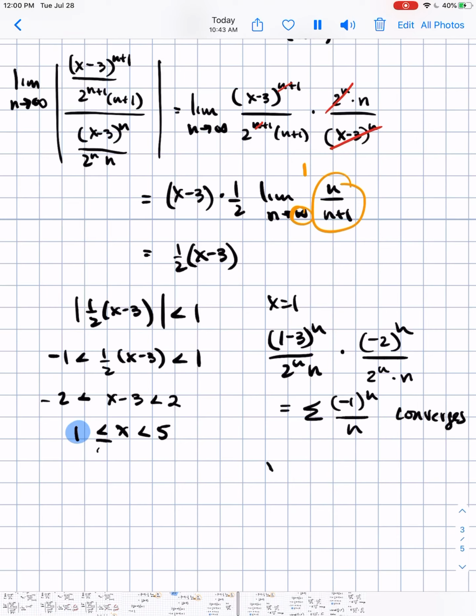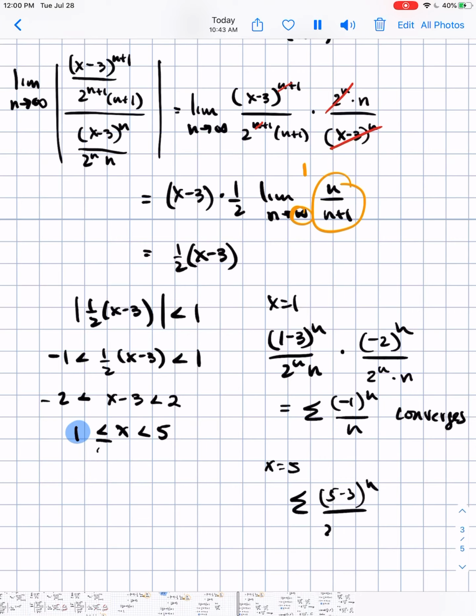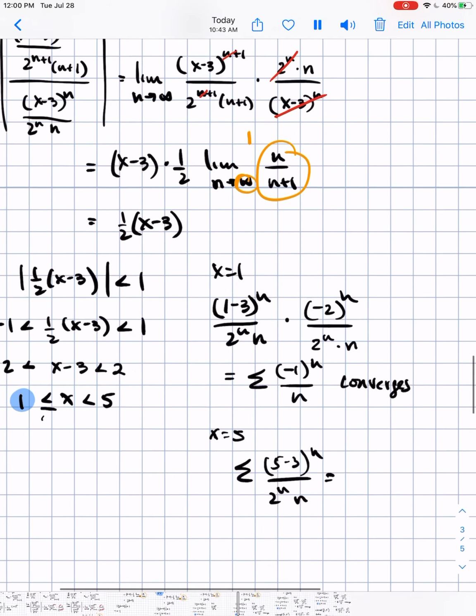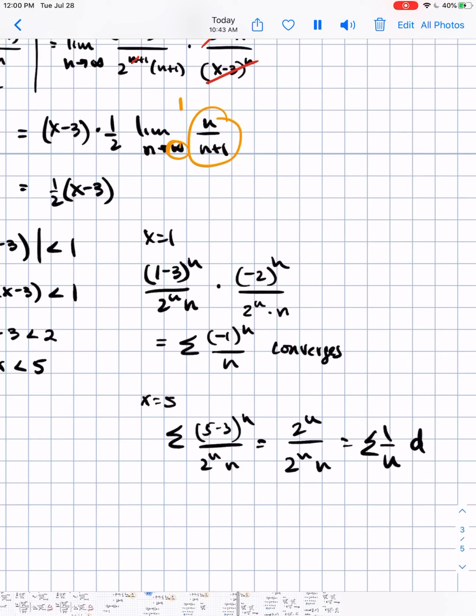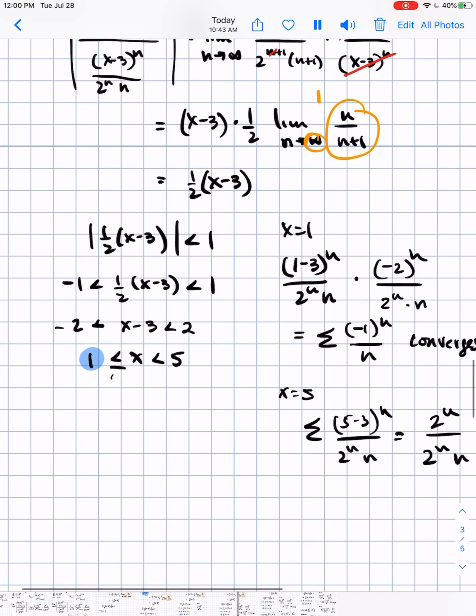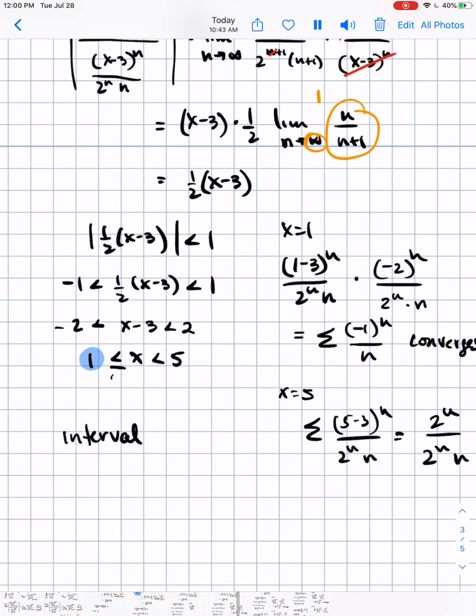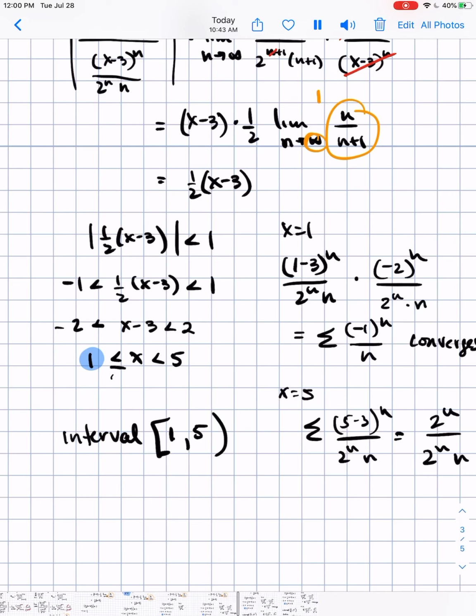Now if you plug in x to be 5, we would get 5 minus 3 to the n over 2 to the n times n, and then this one will get 2 to the n over 2 to the n times n, and that's just going to be 1 over n. This one diverges, so we do not include the 5. So your interval is going to be 1 to 5, and you don't want to include 5. So bracket on 1, parentheses on 5.